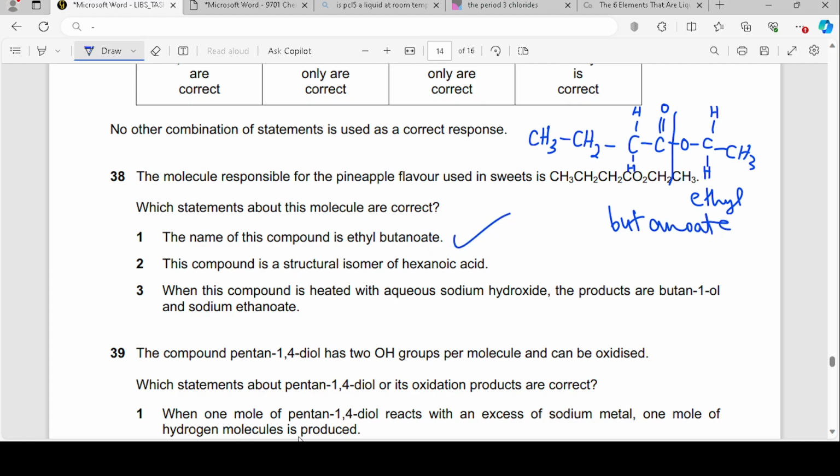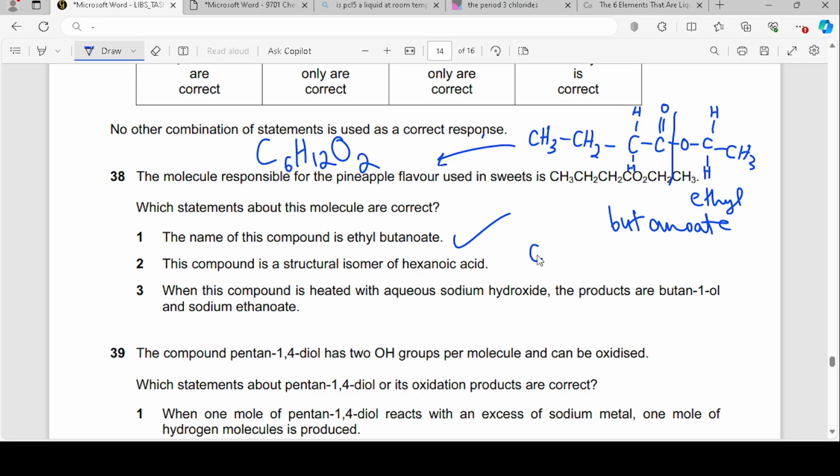Now, this compound is a structural isomer of hexanoic acid. Is that true? Well, it should be, because we do know that esters and carboxylic acids are structural isomers of each other. And this is composed of 6 carbons as well, so it should be a structural isomer of hexanoic acid. But again, if you're in doubt about that, you can simply write this in a molecular formula fashion. So let me write it as C6H. How many hydrogens are there? 3, 4, 5, 6, 7, 8, 9, 10, 11, 12. So H12, and then O 1, 2, 2. So C6H12O2. Okay, that seems fine.